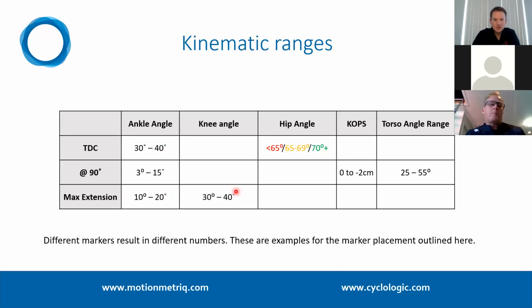For example, for knee angle at full extension, we generally look for something around 30 to 40 degrees. As I've already said, different markers result in different numbers. So these numbers will only be accurate for our marker set, which is the lateral epicondyle rather than the knee joint center. If you were to place your markers in a different place, you would see different numbers, and that's why you would predominantly see differences in recommendations between different fit schools and different fit methodologies. Oftentimes it just comes down to marker placement.